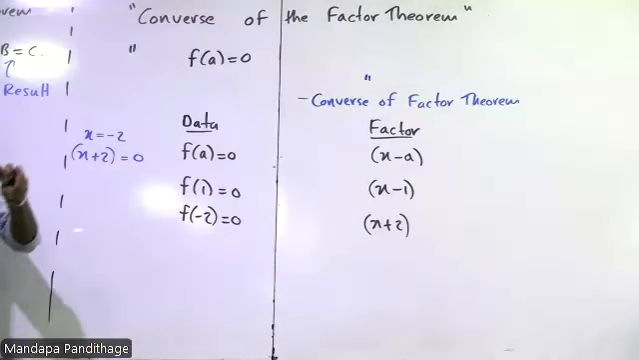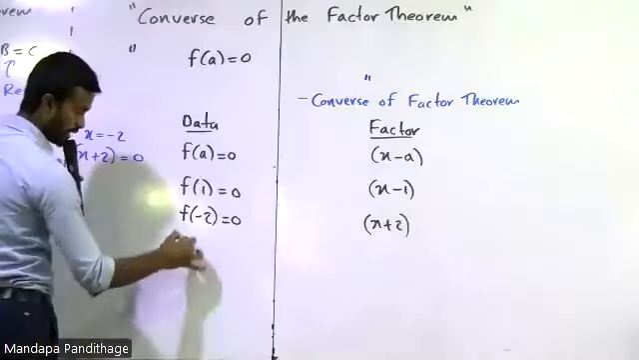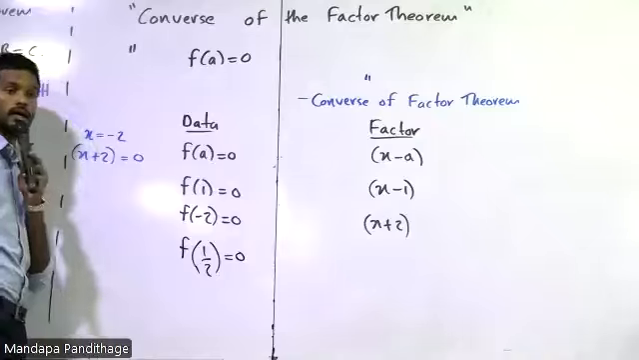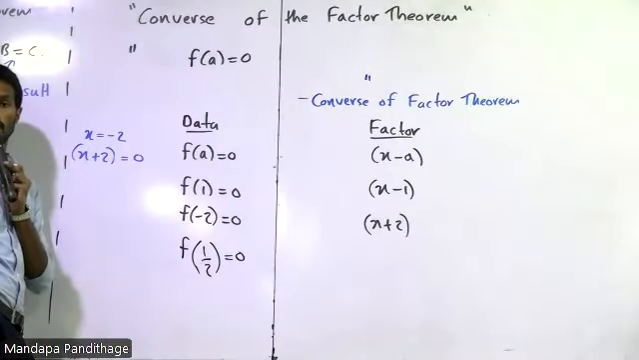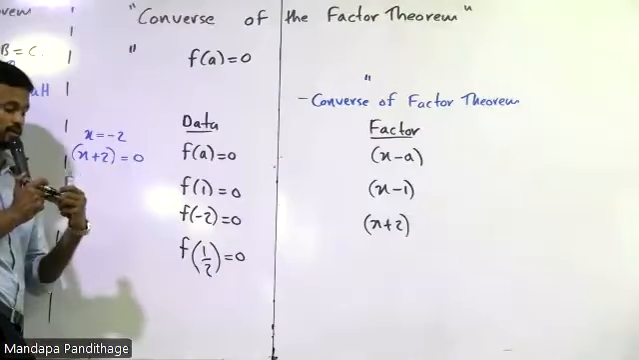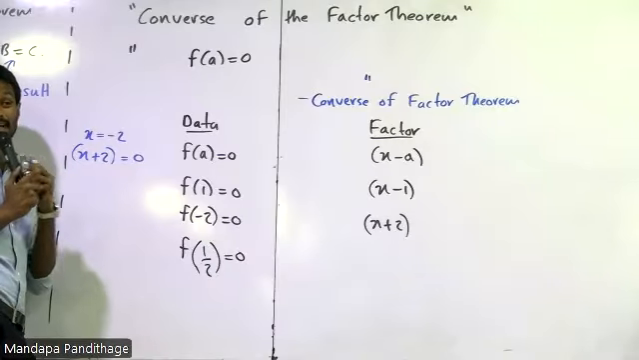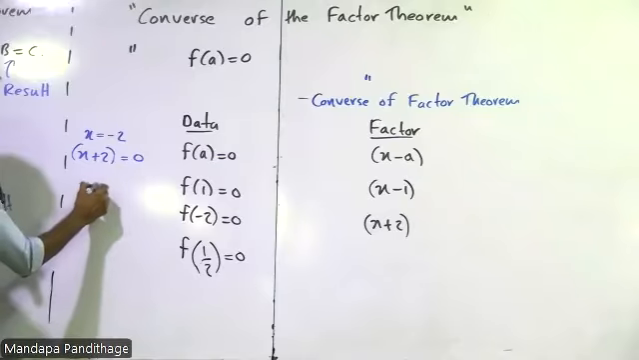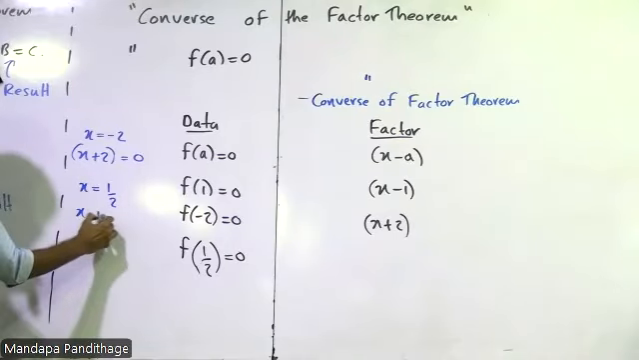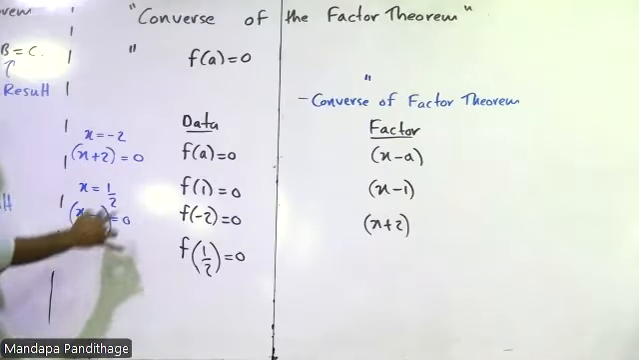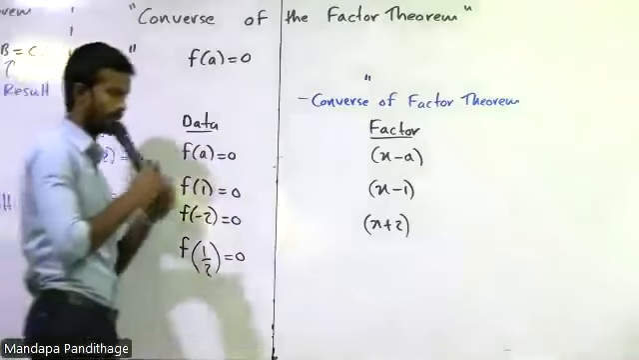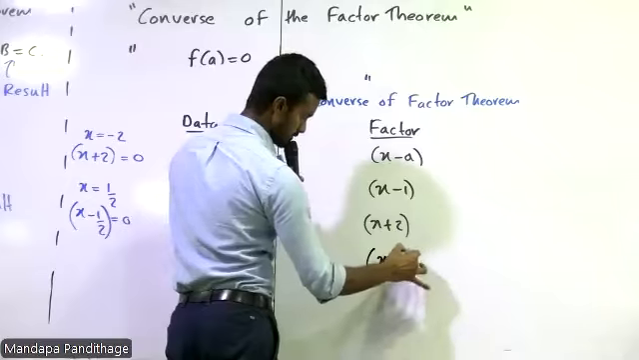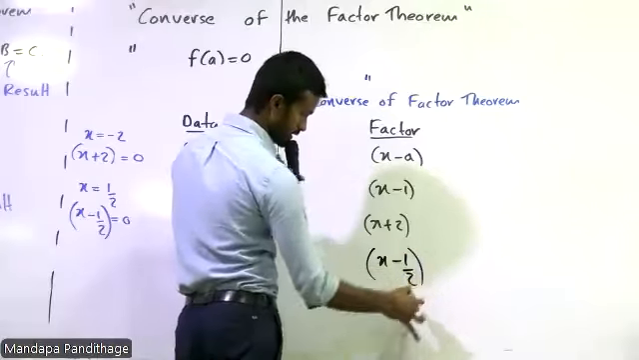Okay, now think and tell me, if f of half is equal to 0, what can you say about the factor? X minus half. So that is what we directly get. X equals half, which means x minus half is equal to 0. So x minus half is the factor.